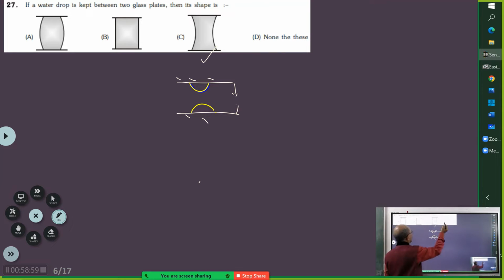Because the best way is to draw the angle here. The angle you have to draw within the liquid, isn't it? The angle of contact. And for water and glass, they have told very clearly that the angle of contact theta must be less than 90. So obviously you will have to draw it like this. Here, if you draw the angle of contact, it will be more than 90, so this cannot happen. And this of course cannot happen. And this is the possible one. So C is the option.